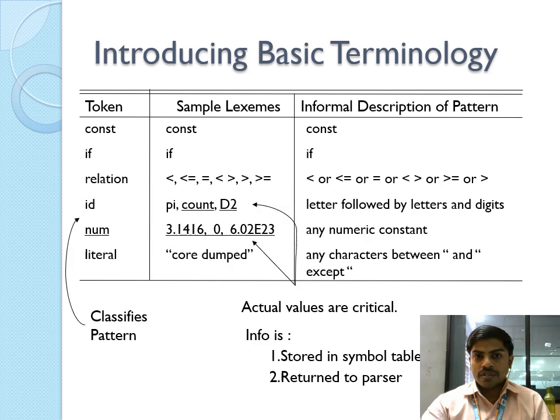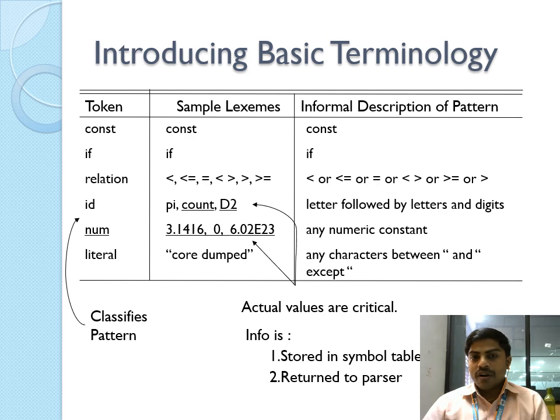And let us see what it is. From this example, there is a token represented in column 1, sample lexemes in column 2, and the description or pattern in column 3. Look at the first row. There is a keyword called const. It will be available in the program as const. When it appears as const, it is a lexeme. There is a third column describing the pattern. If const appears as const, it is considered to be a const token. It is a keyword.